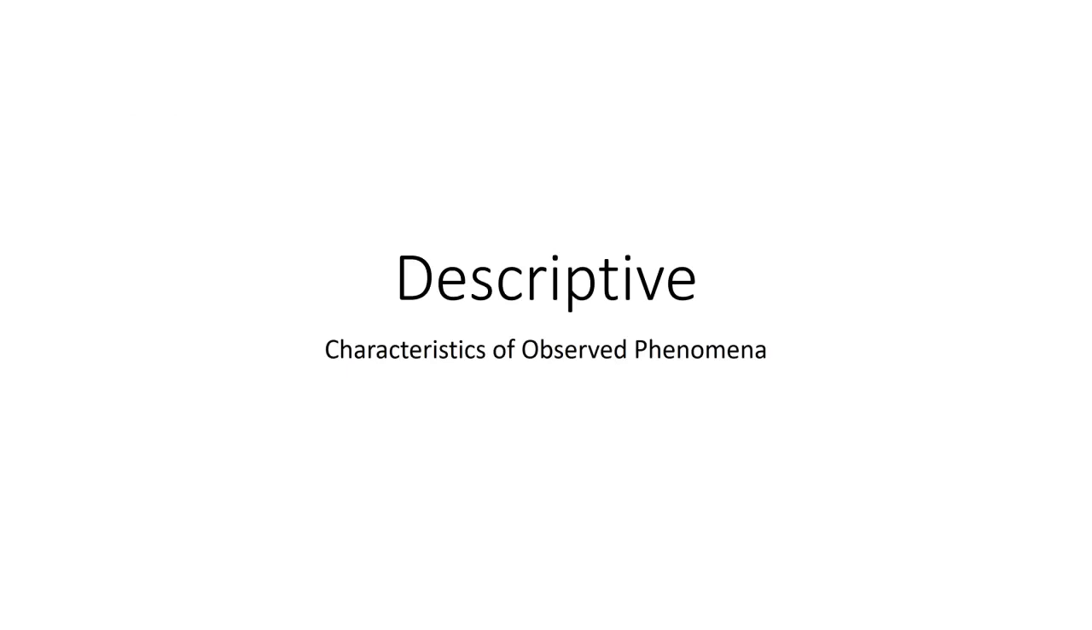Descriptive research is looking at characteristics of observed phenomena, which means we are looking at something and observing something, and then we are talking about what we observed. So we are basically describing things. When we look at descriptive research, we are doing it as is. We are not modifying things. So we are describing. We are not controlling variables.